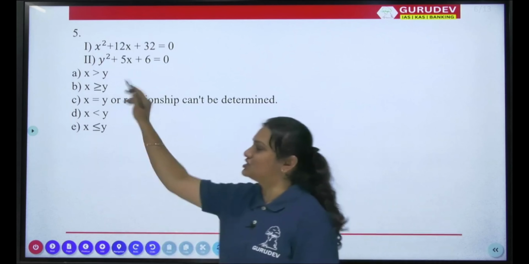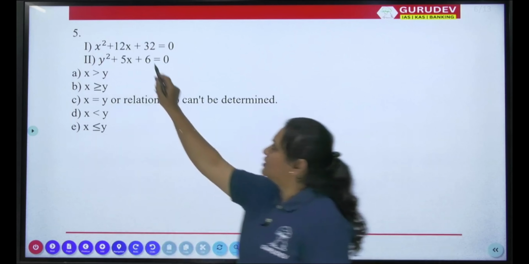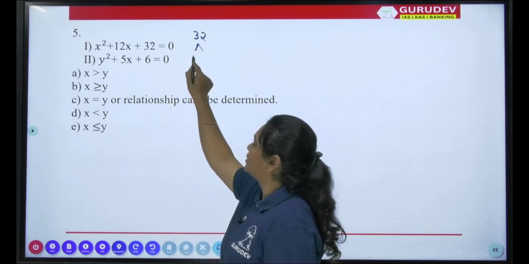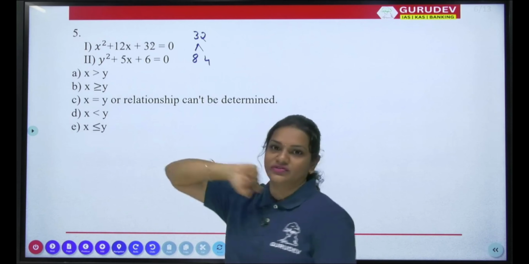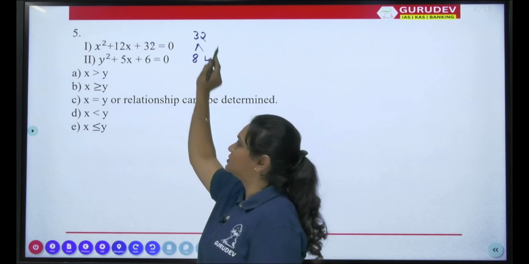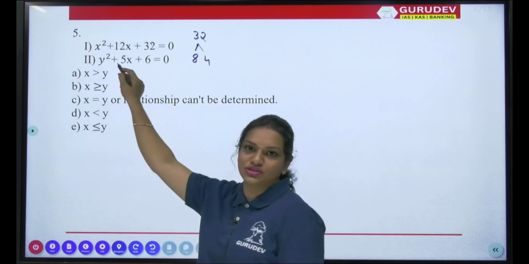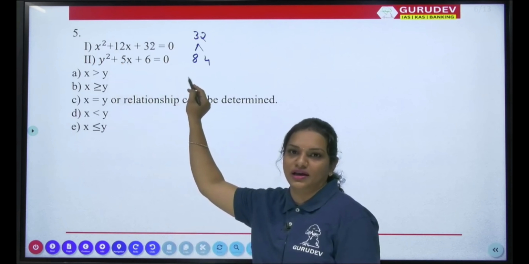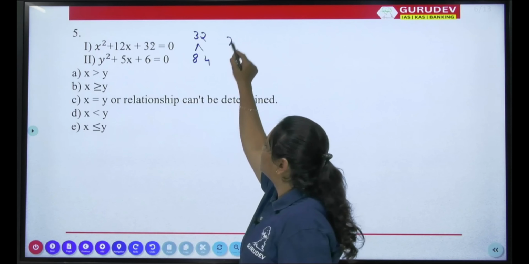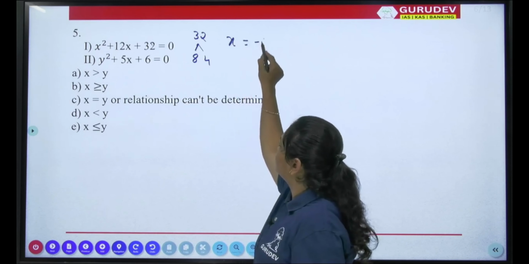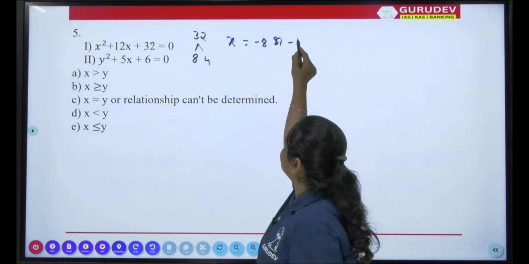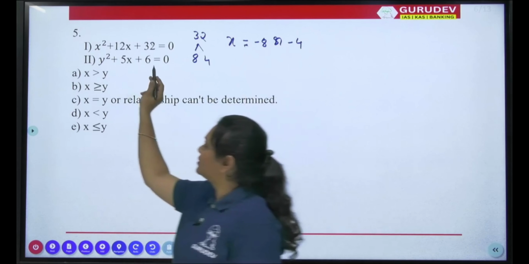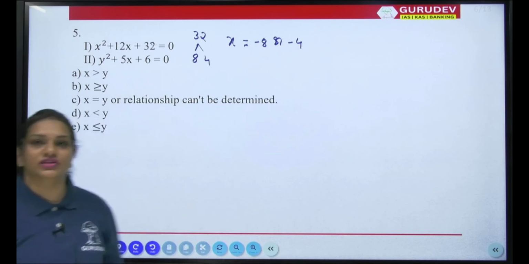In case of question number 5, again it is 32. 1 times 32 is 32. When I observe here, 8 fours are 32, right? 8 plus 4 is how much? 12. As we have the plus sign, no need of taking the signs as minus. So the roots of x will be minus 8 or minus 4. Is it clear?